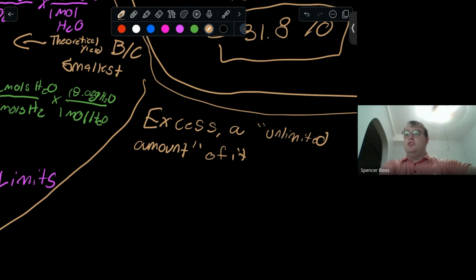Is writing O2 limits the reaction, 18.0 to 11.8 grams of O2 and 11.8, the same? Yeah, it's the same thing. You're just writing it a different way.